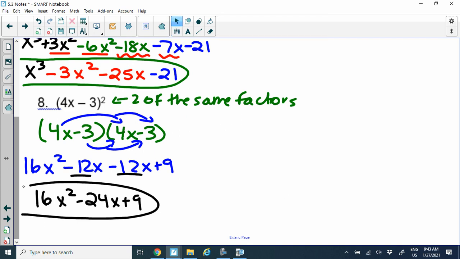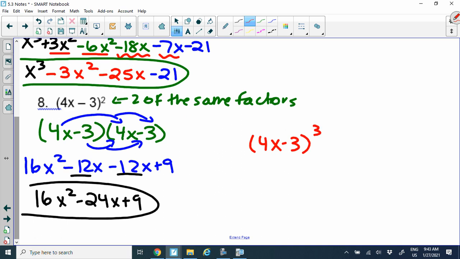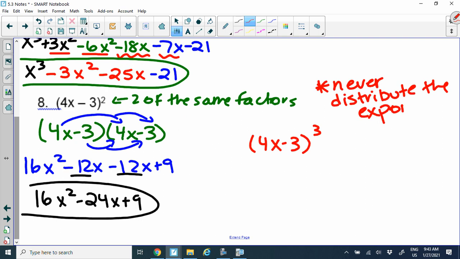Now let's say we had a problem just like that, and it said 4x minus 3 cubed. Well, what would that represent? Once again, do not distribute the exponent, okay? Never distribute the exponent. Please write that down in your notes so you remember. Never, ever, ever, okay? So what that 4x minus 3 cubed means is we need to expand.